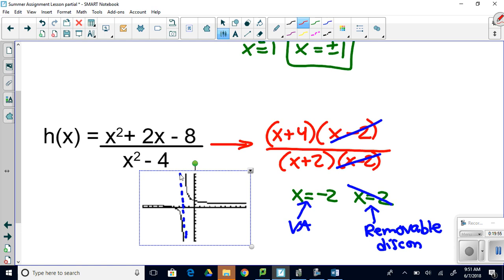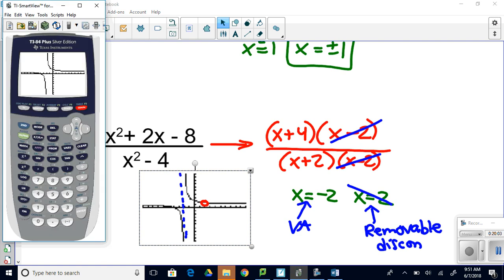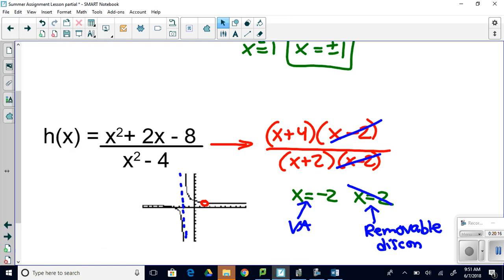At a positive 2, I don't have an asymptote. See, if I graph this by hand, at positive 2, I have an open circle. Because at positive 2, if I hit trace and hit 2, it tells me there's no y value. So there's actually an open circle there. Our calculator just has trouble graphing an open circle, so it has to connect the dots. So you have to be smart enough to know that there's an open circle there.